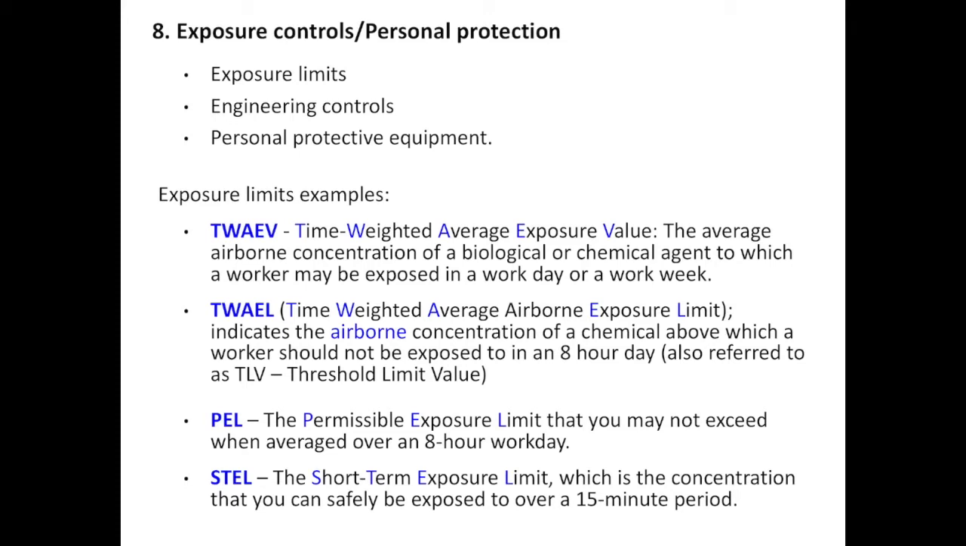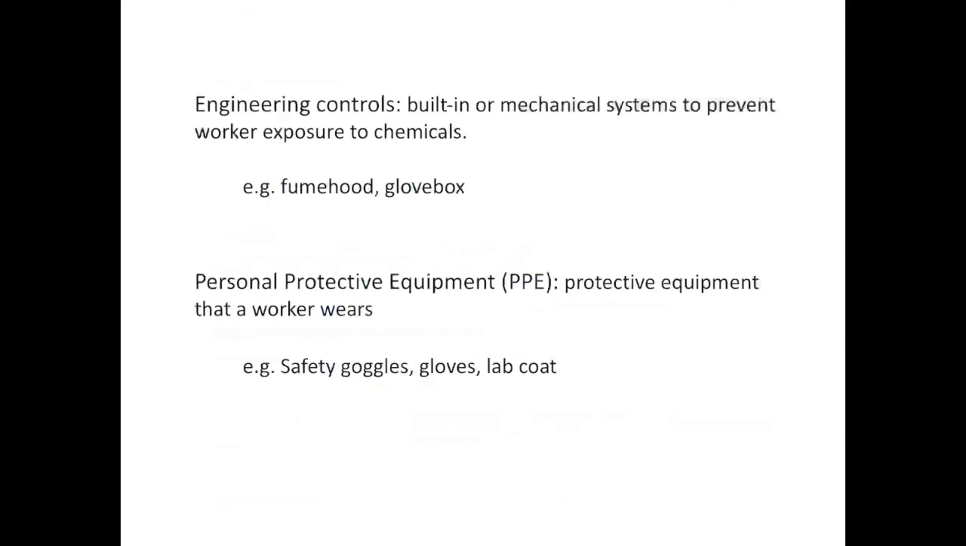They're often listed as these acronyms like TWAEV, which is a time-weighted average exposure value. All of these exposure limits are numerical values related to concentrations or absolute amounts of chemical that you can be exposed to in a certain time period before it becomes hazardous, or before the hazard becomes too large. And you'll never be able to remember all of these acronyms. Certainly there are more than the 4 that are listed here. So if you encounter one, you should look up the acronym and see what it means.